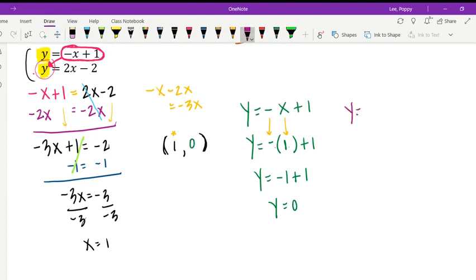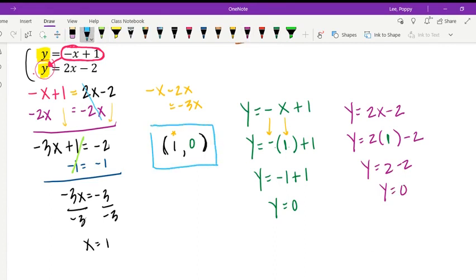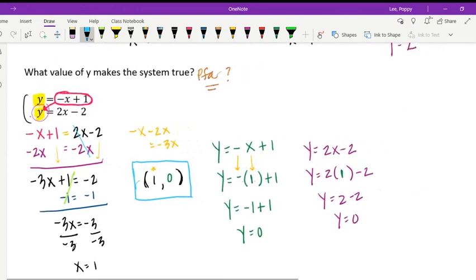I want to show you the second equation, though, to show you that that works as well. So if we were to use the second equation, I'm still going to plug in 1 for x because we already solved that. Y equals 2 times 1 minus 2. Y equals 2 minus 2, which is 0. So what do you know? We got the same thing. So going back to the beginning where we listed it, there's your ordered pair. 1, 0 is your solution.